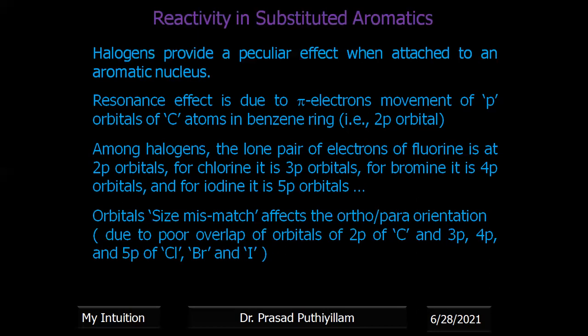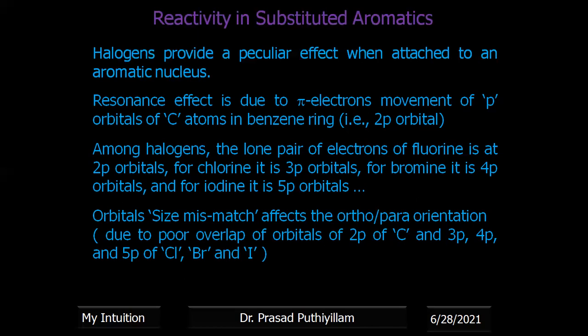Therefore, carbon's 2p almost matches with fluorine's 2p. But chlorine has 3p, bromine has 4p, and iodine has 5p. So you can analyze how the rate of reaction will be for bromobenzene, chlorobenzene, and iodobenzene. I think that is also understood, and the point is clear to you.